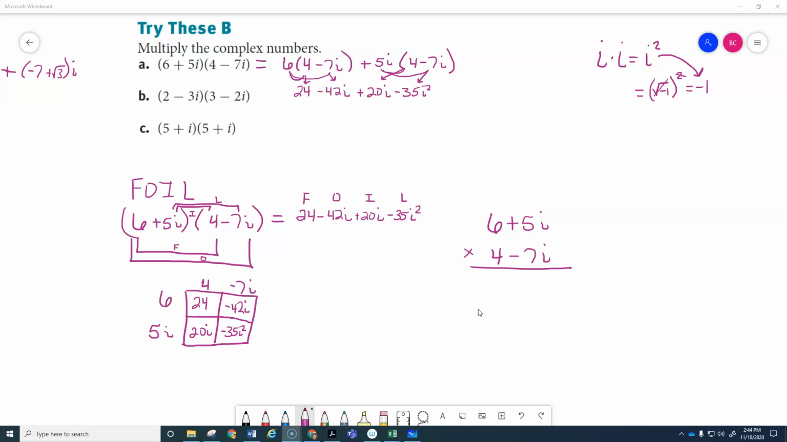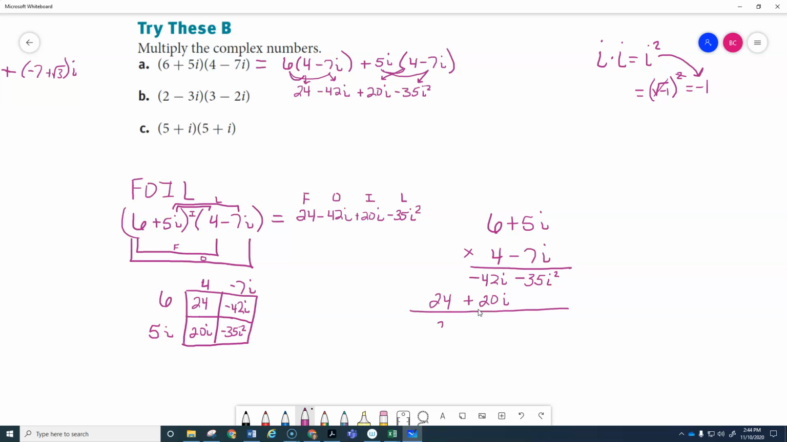This, I multiplied these two. That gives me -35i squared, because I times I is I squared. This gives me a -42i. I multiplied those two together. Now I multiplied these two together. That gives me a +20i. And then that gives me a +24.